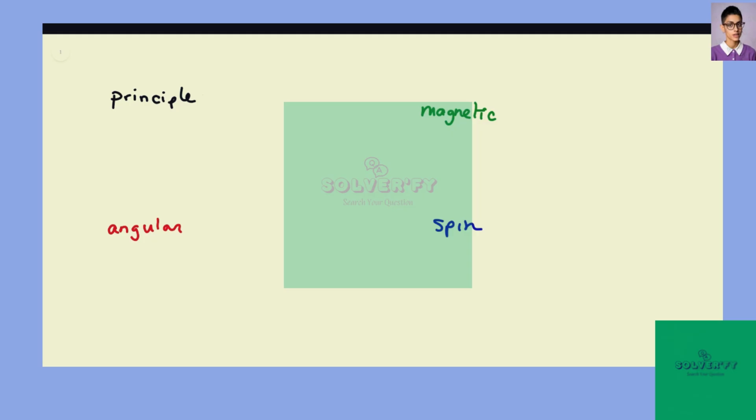We do know which of the quantum numbers is talking about the orbital or about the probability distribution, and which is talking about the electron specifically.